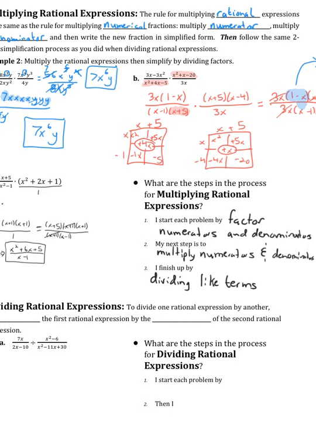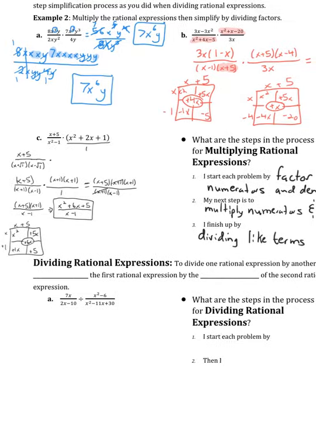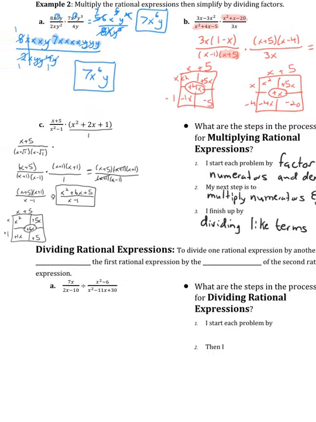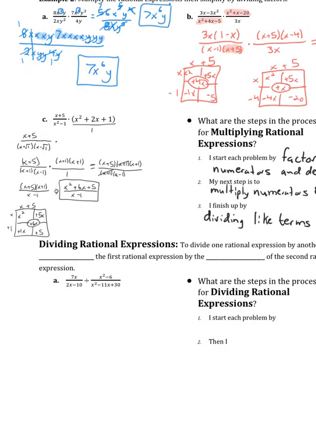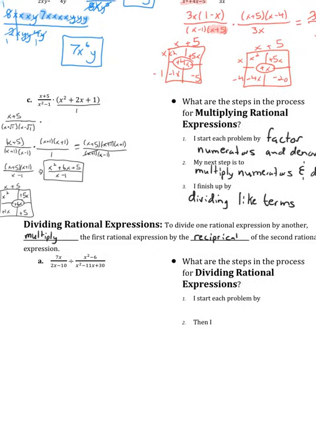When we're dividing rational expressions, that's the only other thing we're doing. Exact same steps as multiplying, except we have to do the first step of flipping the second fraction and multiplying by the reciprocal. So to divide one rational expression by another, we multiply the first rational expression by the reciprocal of the second rational expression.